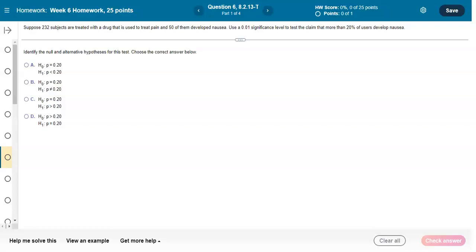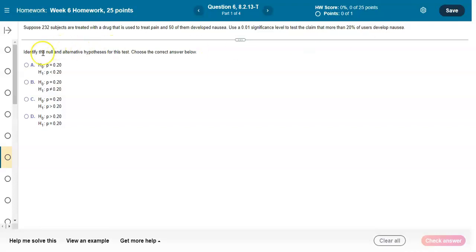In this video, we're going to see how to complete a hypothesis test for a single population proportion by using Excel. So this question says, suppose that 232 subjects are treated with a drug that is used to treat pain and 50 of them developed nausea. Use a 0.01 significance level to test the claim that more than 20% of users develop nausea.